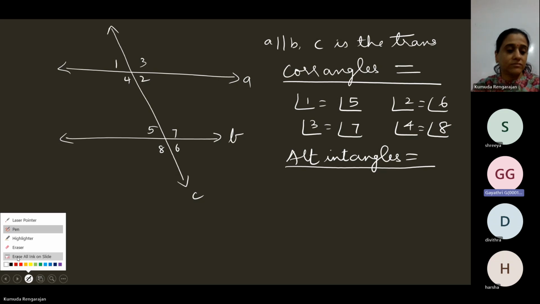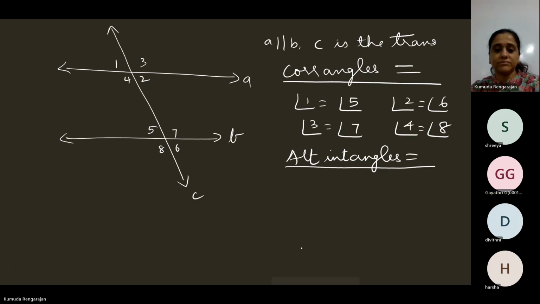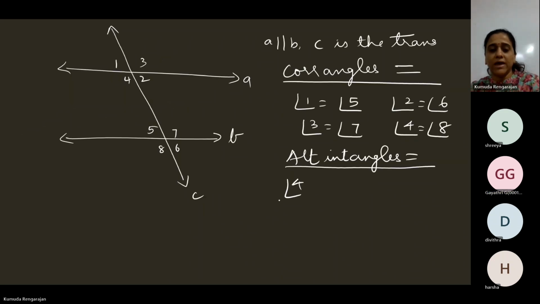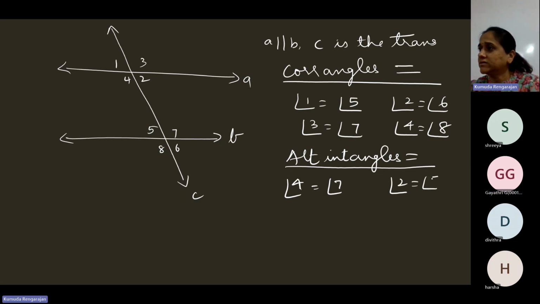Angle 4 and angle 7. Angle 4 is equal to angle 7. Okay, then angle 5 is equal to angle 2. Angle 2 is equal to angle 5.